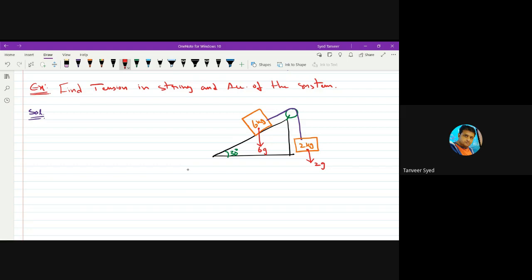How to take components? I will take one component of 6g along the plane, parallel to the incline. Another component vertically downward.